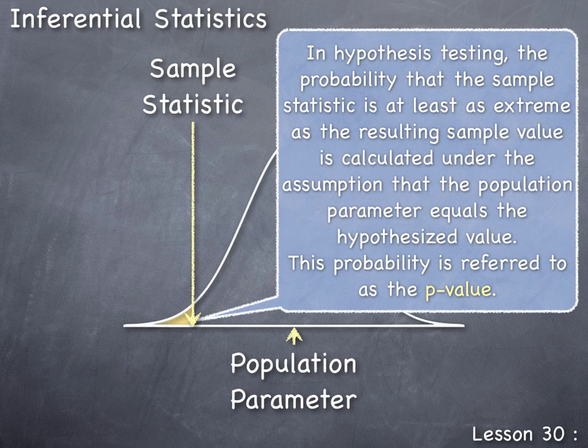In hypothesis testing, the probability that the sample statistic is at least as extreme as the resulting sample value is calculated under the assumption that the population parameter equals the hypothesized value. This probability is referred to as the p-value. So it's this probability, the p-value, that determines whether a result being as extreme as the sample result is just due to chance alone, and that is how we'll reach our decision.